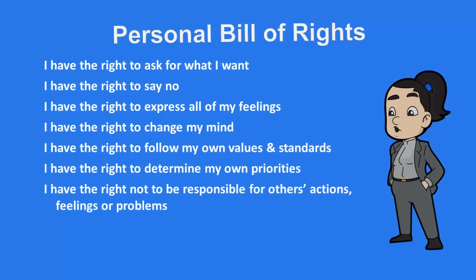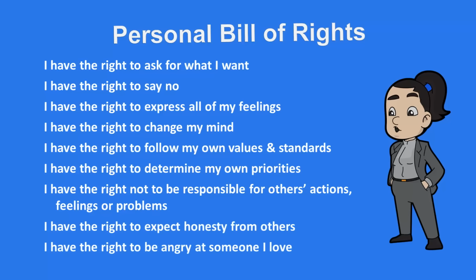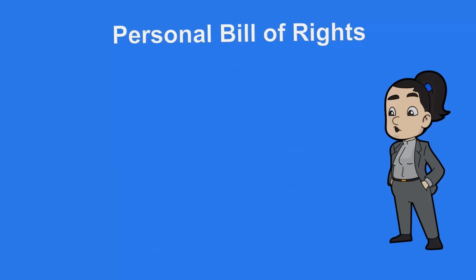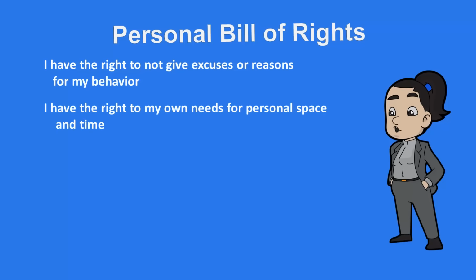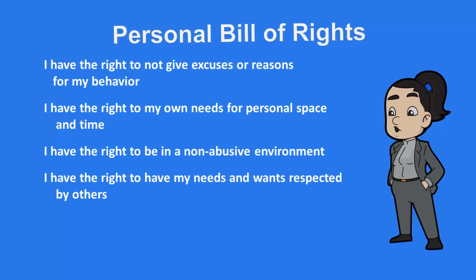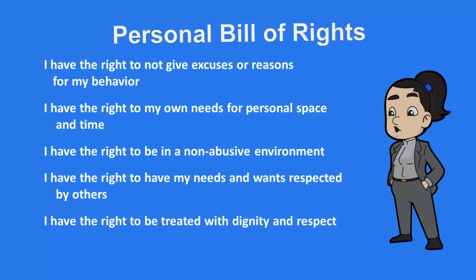I have the right not to be responsible for others' behaviors, actions, feelings, or problems. I have the right to expect honesty from others. I have the right to be angry at someone I love. I have the right to not give excuses or reasons for my behavior. I have the right to my own needs for personal space and time. I have the right to be in a non-abusive environment. I have the right to have my needs and wants respected by others. I have the right to be treated with dignity and respect. And I have the right to be happy.